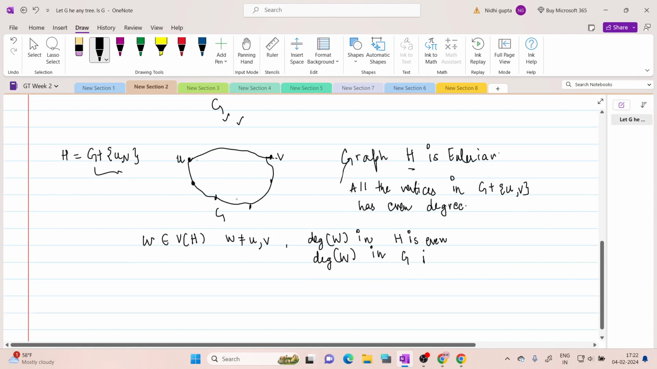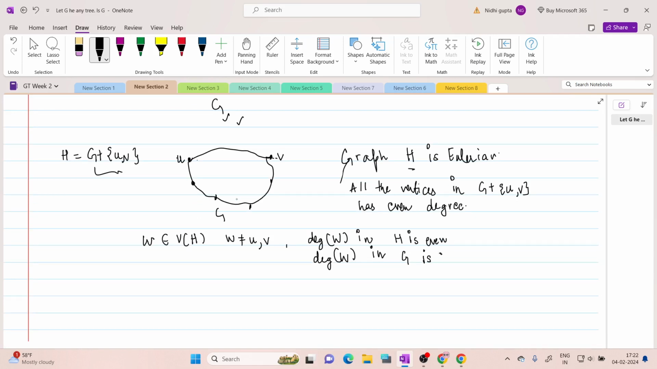Because except U and V, every node is connected with two edges. Yes, because in the new graph we have only added one edge. So the degree of W is not affected at all. The degree of W in G is the same as the degree of W in H, right? So this is fine.